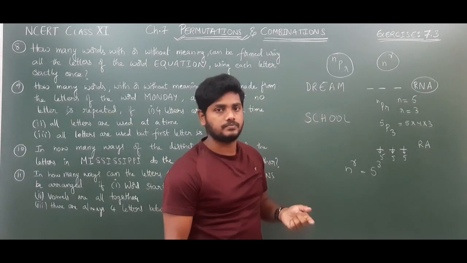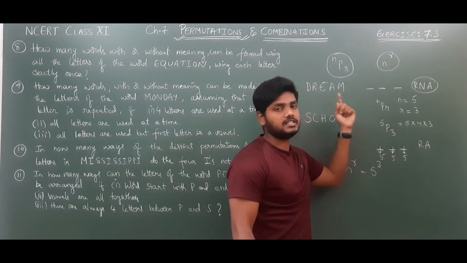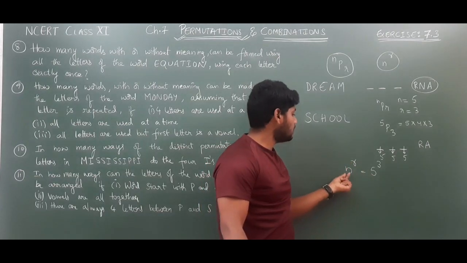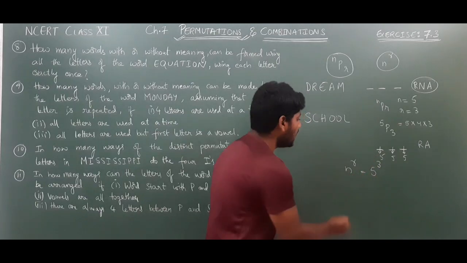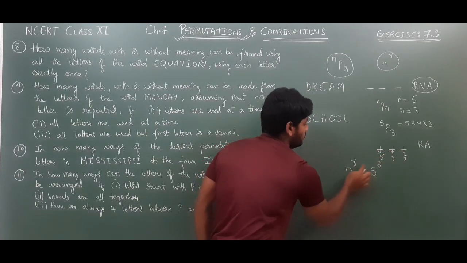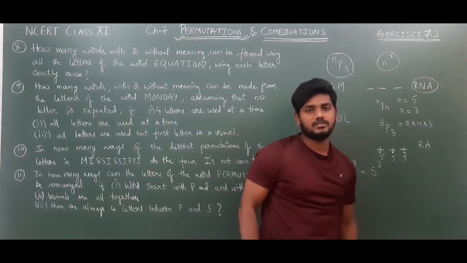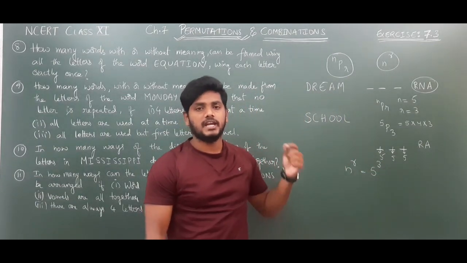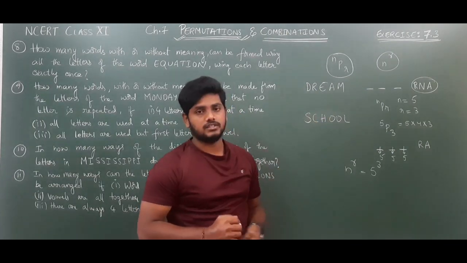Remember, when we have different letters in a word and need to form different words, when repetition is not allowed, it means the nPr formula. n represents the number of letters, r represents how many we need to form. Again, another formula is n to the power of r, when we need to form r-letter words out of n different letters when repetition is allowed. Simply, repetition allowed means n to the power of r. Repetition not allowed means nPr, when there are different letters in that word.